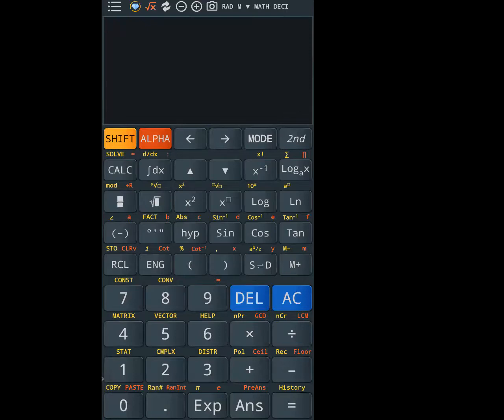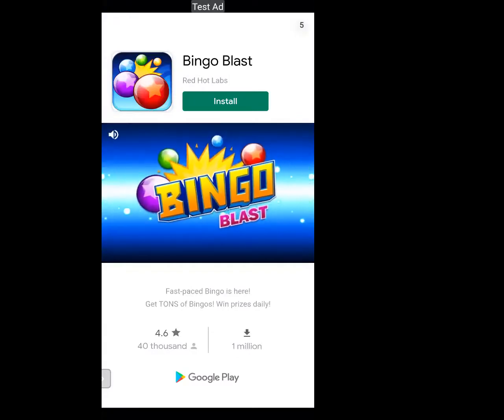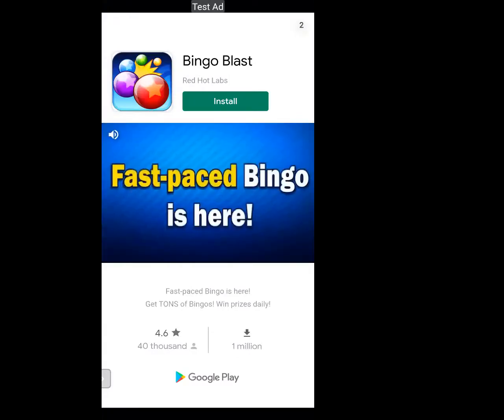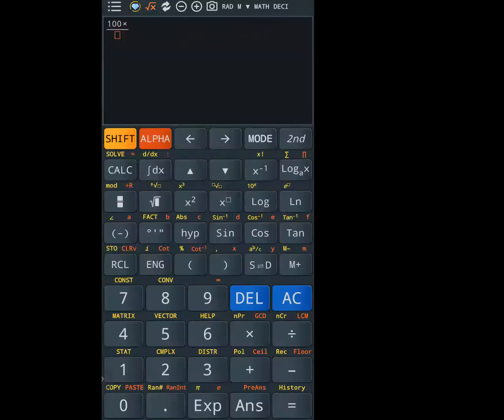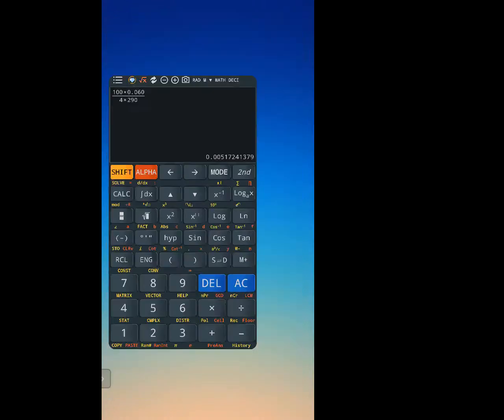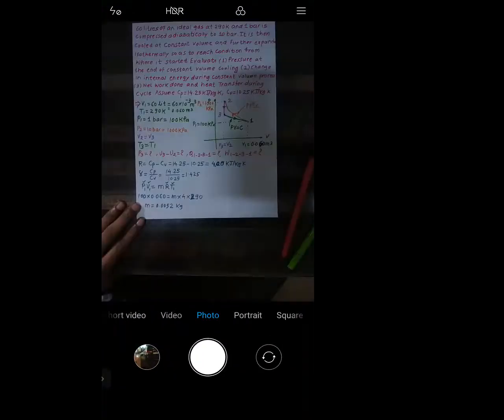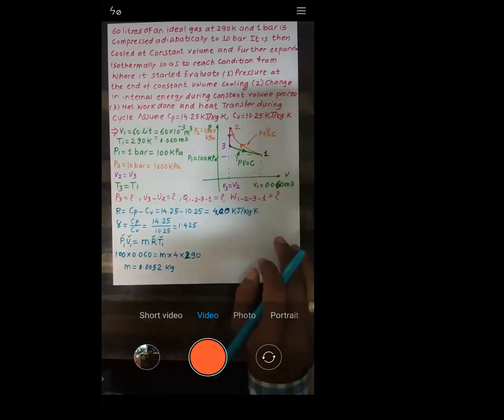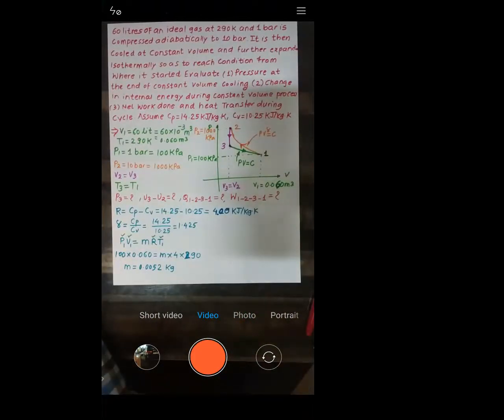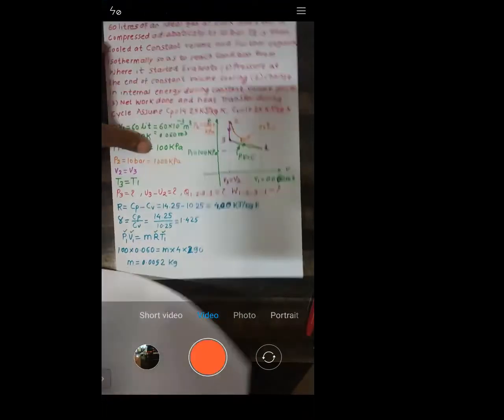Okay, let us calculate it as 100 into 0.060 upon 4 into 290. Okay, you got this value of mass, 0.0052. I will take kg. Okay, you can check it. Is that okay? All of you, is that okay? Let me know. Yes. Now let us start.